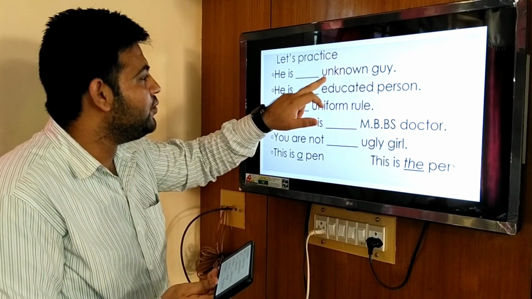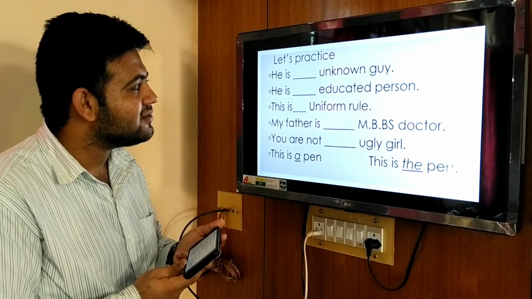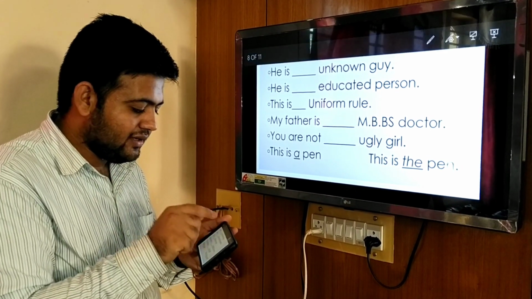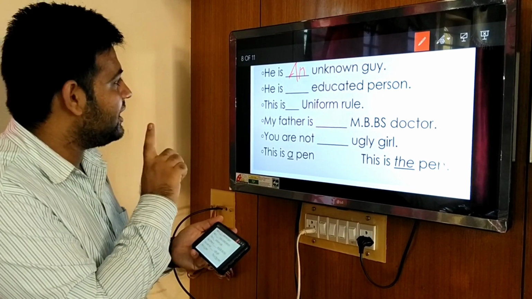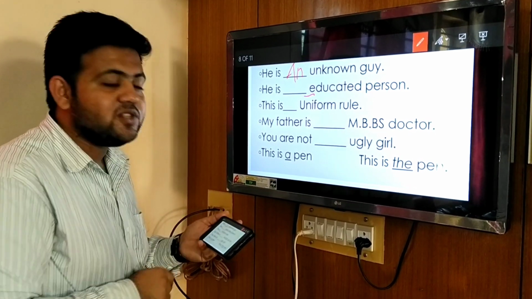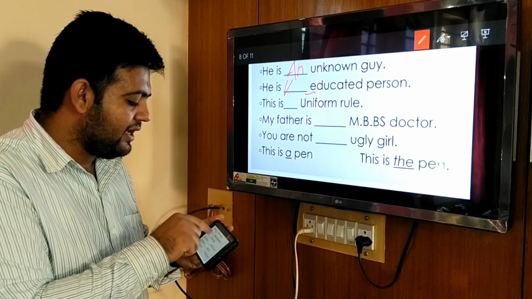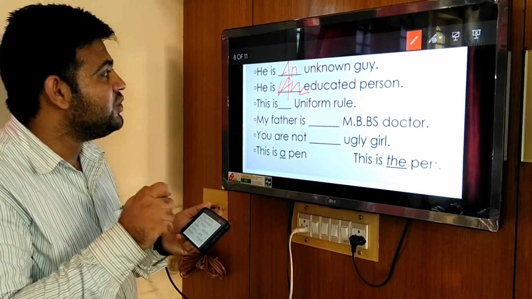Okay, so let's discuss these examples first. In the first one, you can see U is here, and U is a vowel. So what will we use? An article we will use here, right? Is it clear? Second one: he is educated person. E is used here. E is what? A vowel. So we will use an article again here. Correct?